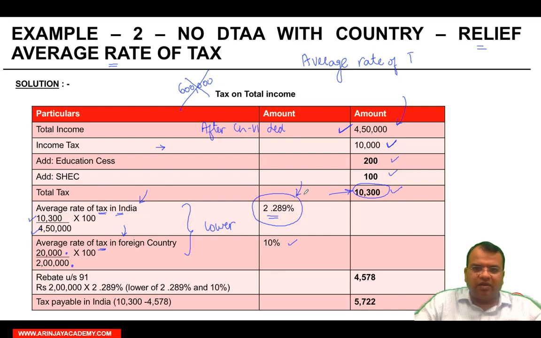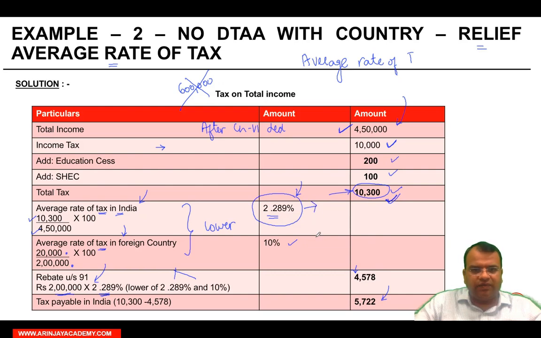किसके ऊपर? The income that he has received in foreign. So rebate will be 2 lakh times 2.289%, which is nothing but lower of these two. So relief that he gets is 4,578. If I reduce this from the tax liability in India, the tax that he has to pay in India is 5,722.